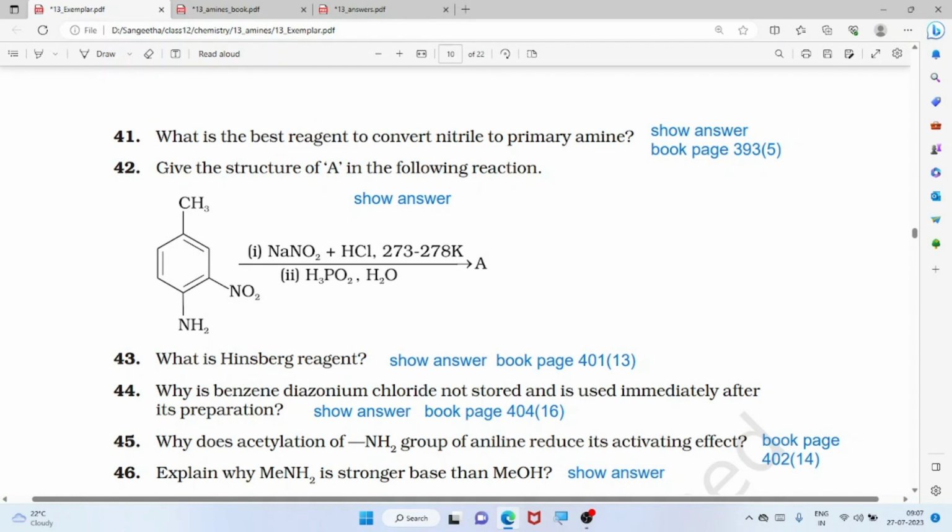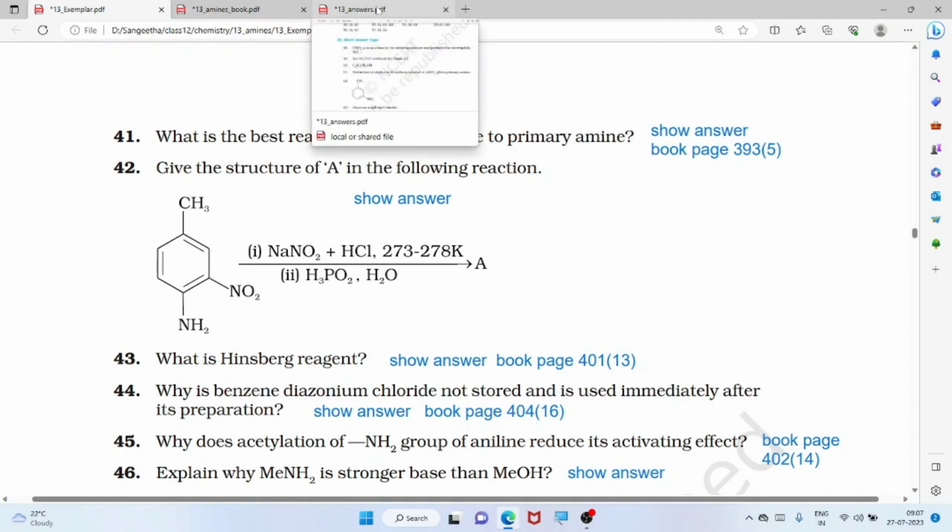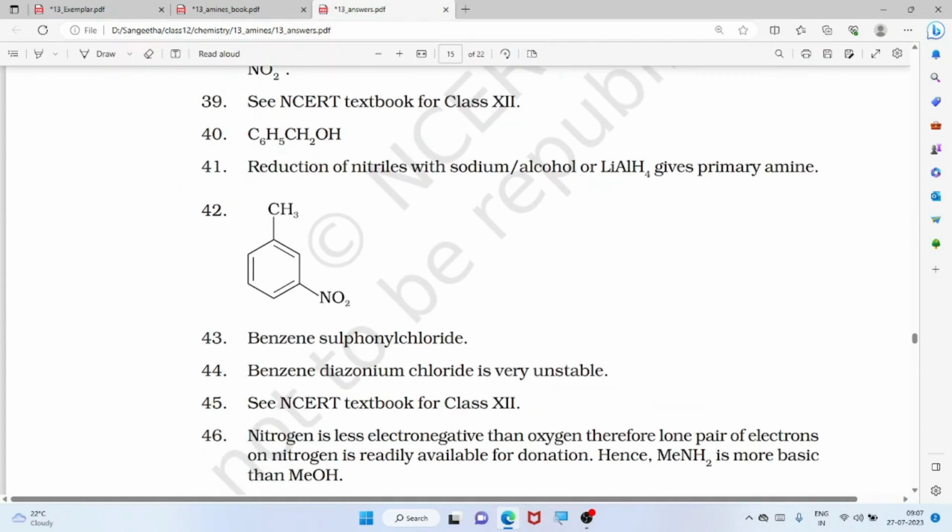Give the structure of A in the following reaction. 42. This is the meta directing group.